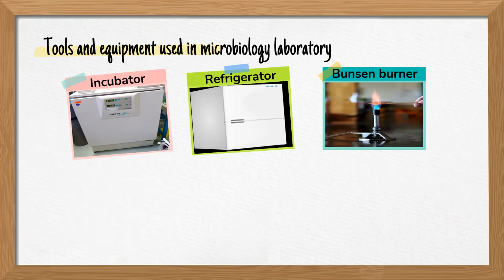Bunsen burner. A Bunsen burner is a lamp that uses fuel gas to create a flame for sterilization of certain tools, such as sterilization needles, pipettes, test tubes, tweezers, and the most common inoculation tools.